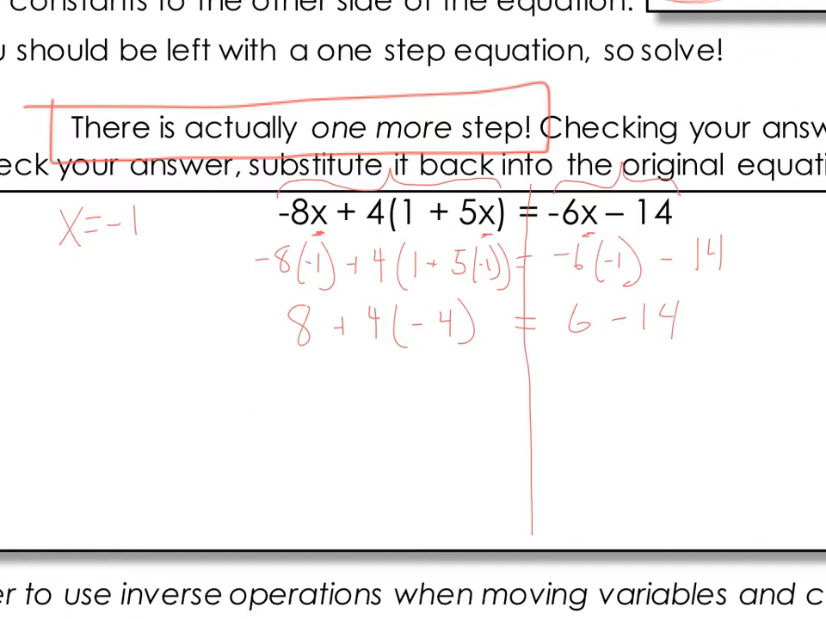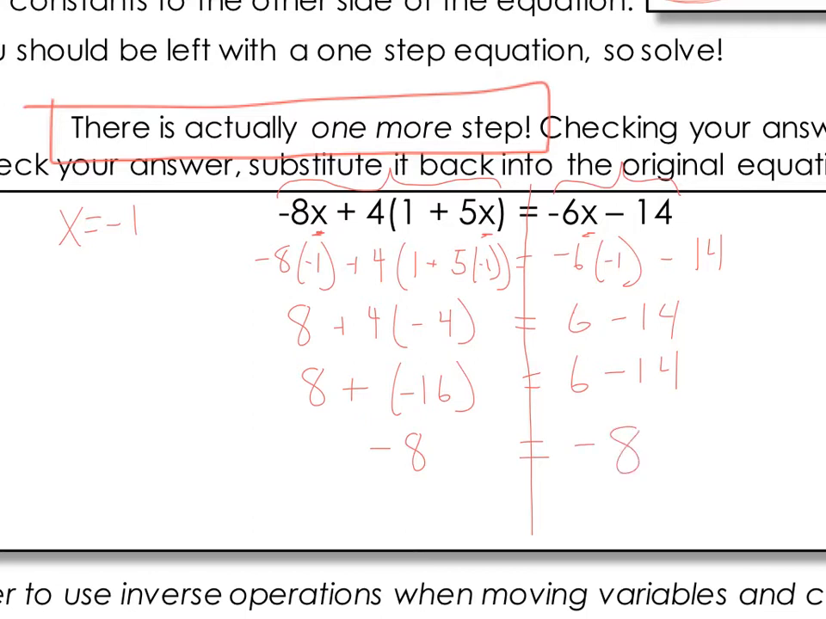So we can simplify a little bit over here. This turns into 8 plus negative 16. And then this is going to be equal to 6 minus 14. So let's go ahead and simplify these. So 8, if I add that to negative 16, I believe that I get negative 8. Over here, 6 minus 14. If I subtract 14 from 6, I believe I also get negative 8.